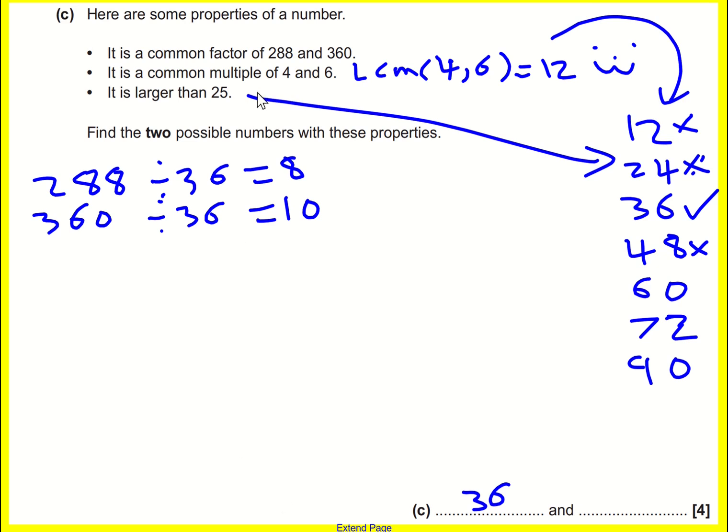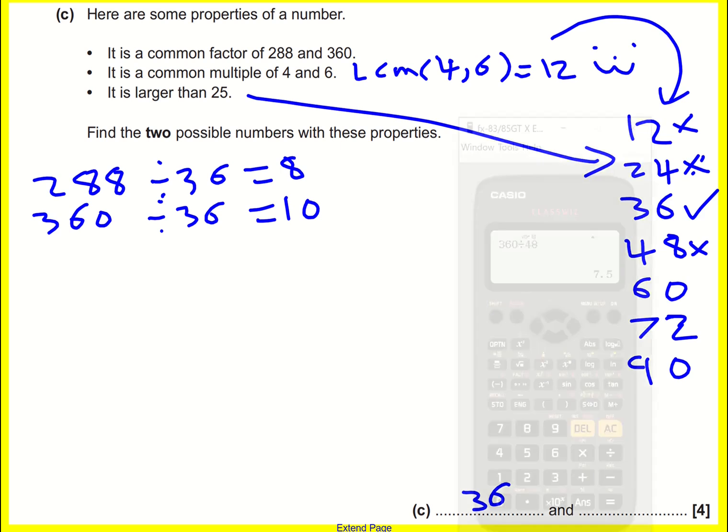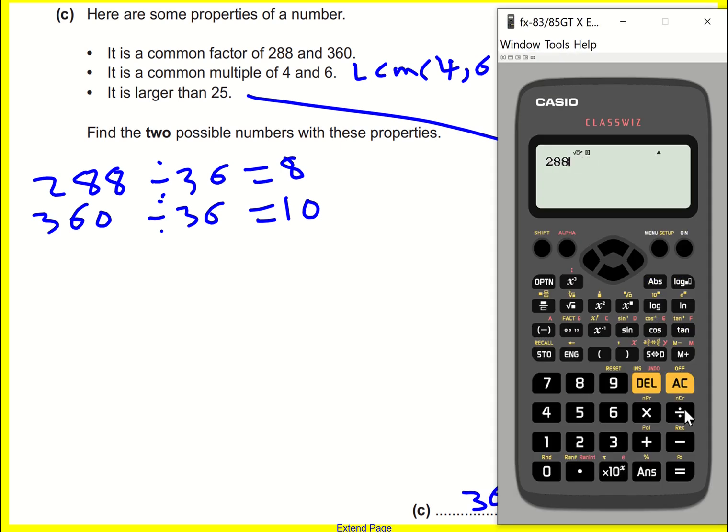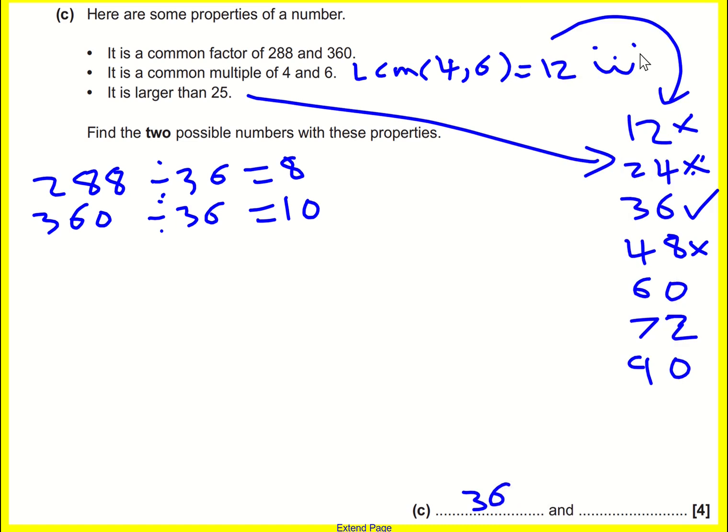So if we try 60, pretty sure that 60 is not going to work. 60 is not going to go into 288. Okay, no chance. So let's try the next one, which is 72. Okay, that's 4. And 360 divided by 72 is equal to 5. So I found another one.